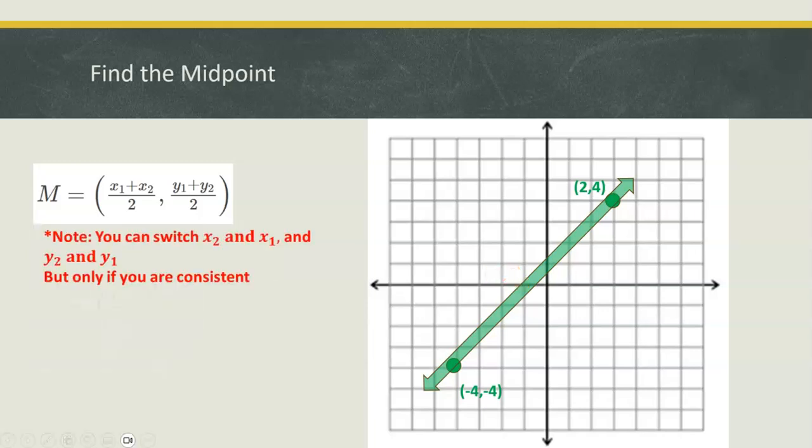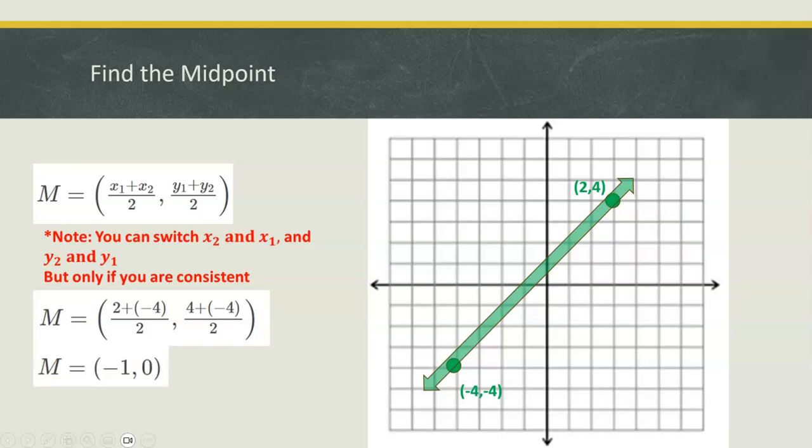Another note, you can switch your x's and y's just like your distance formula, as long as you are consistent with it. So instead of -4 plus 2, now you have 2 plus a -4. Instead of -4 plus 4, you have 4 plus a -4. But you will still get the same answer of -1, 0 for your midpoint.